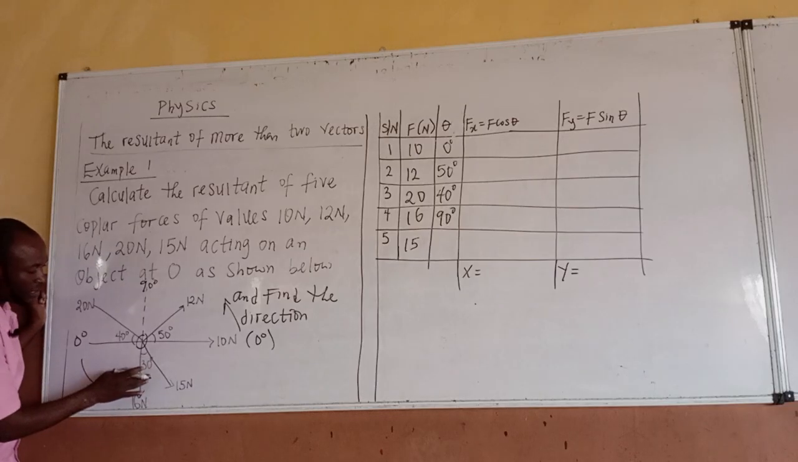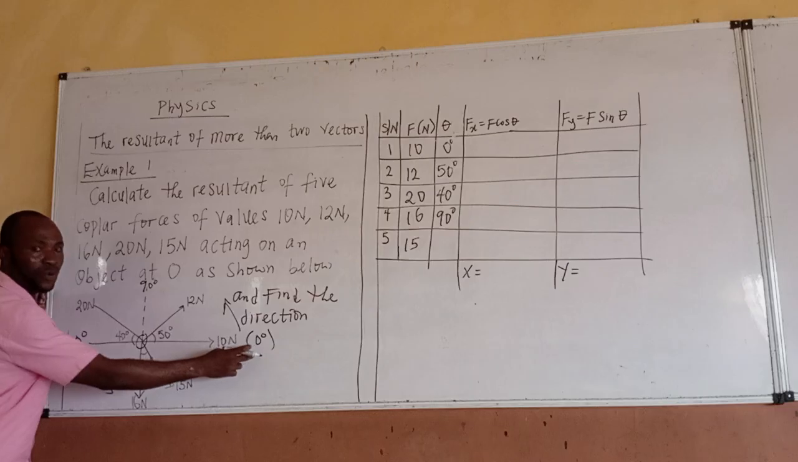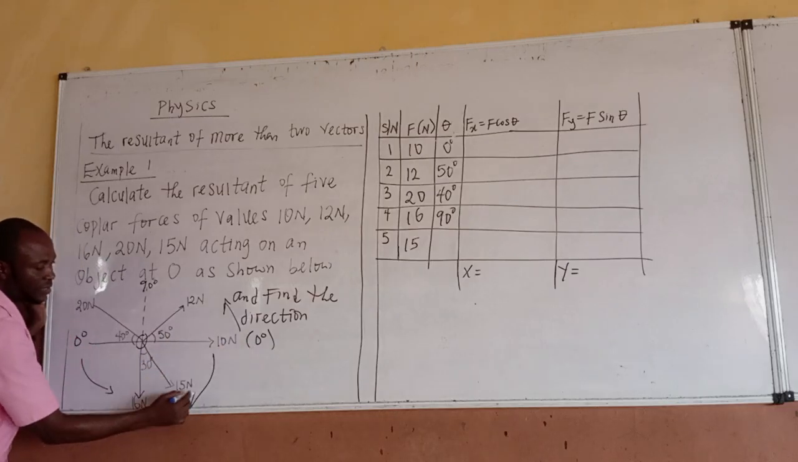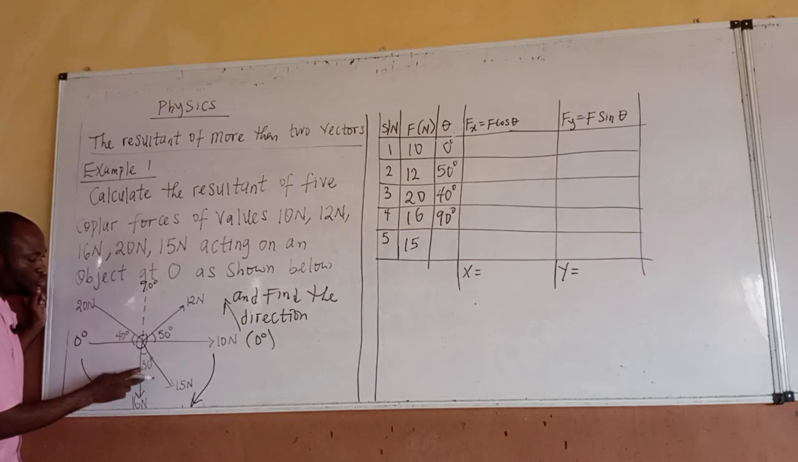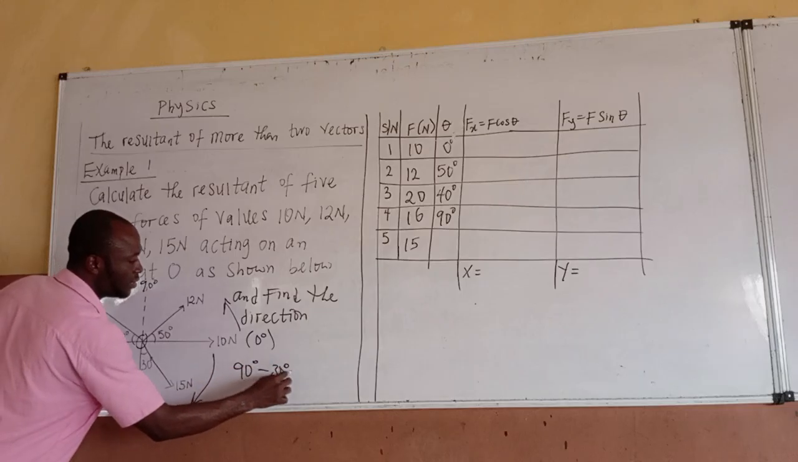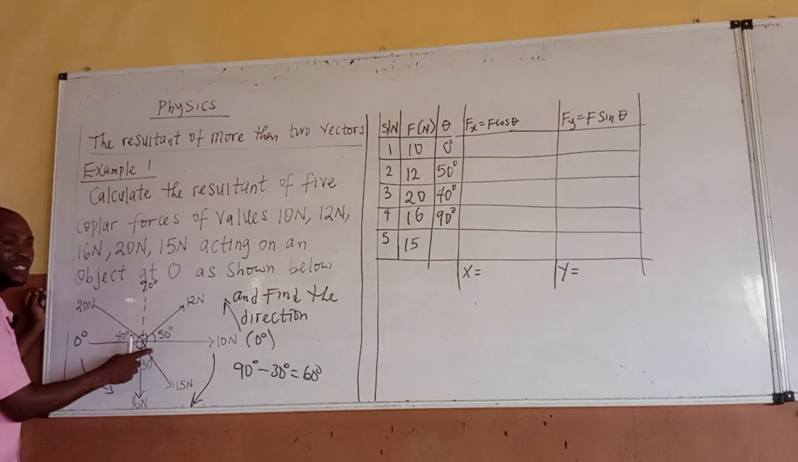So now you look at it here. You are expected to do minus 90 because this is the 0, this is 90. You are expected to read down like this. And what they've done for you, they read up like this. So you are expected to do 90 minus 30. So 90 degrees minus 30 degrees. That will give you 60 degrees. That means the angle here is 60 degrees.